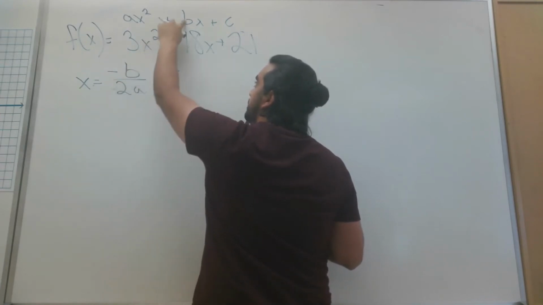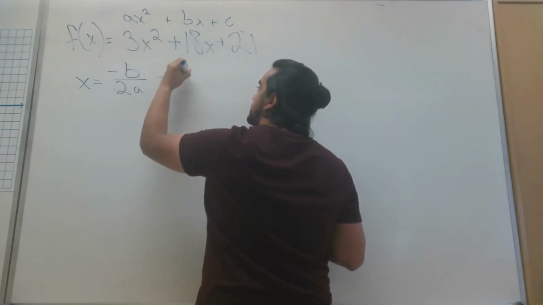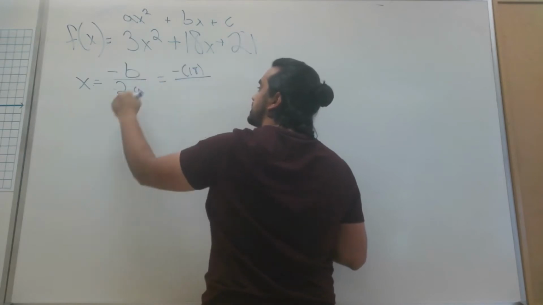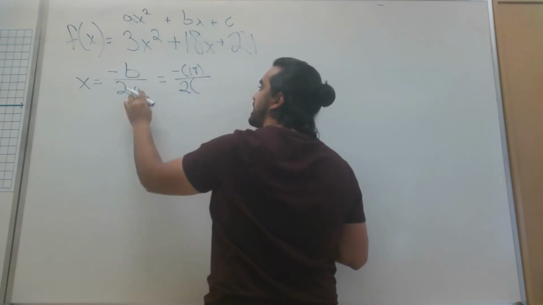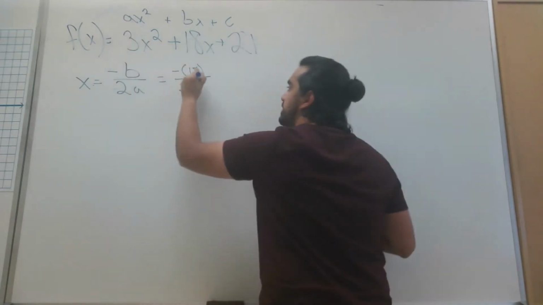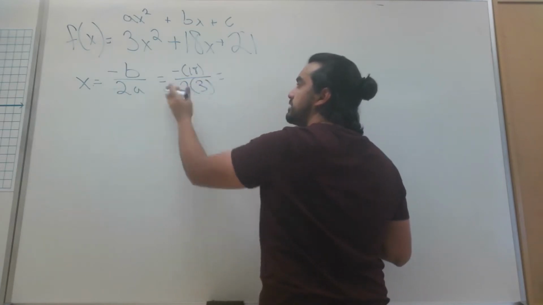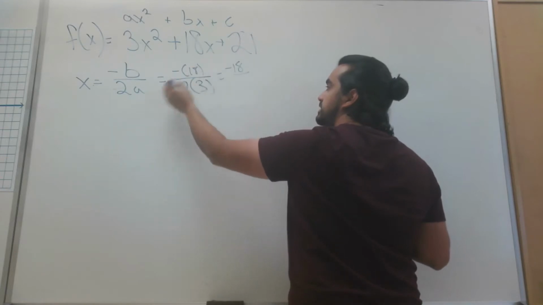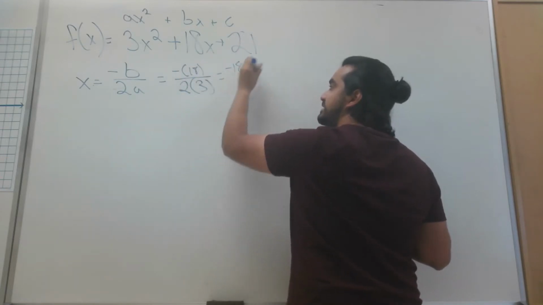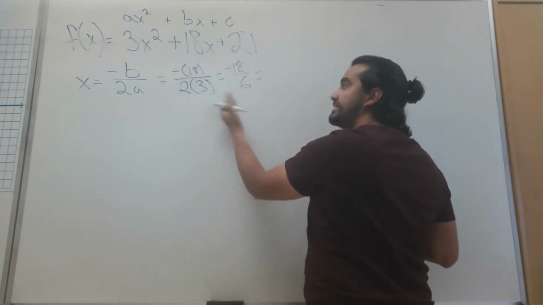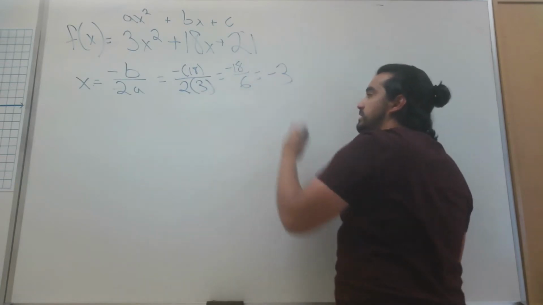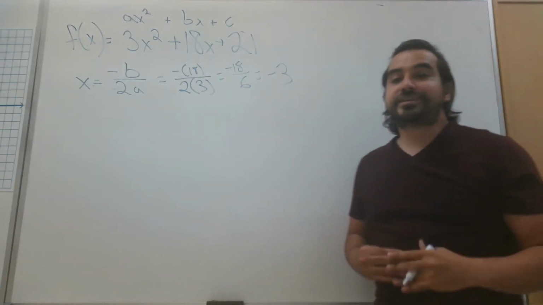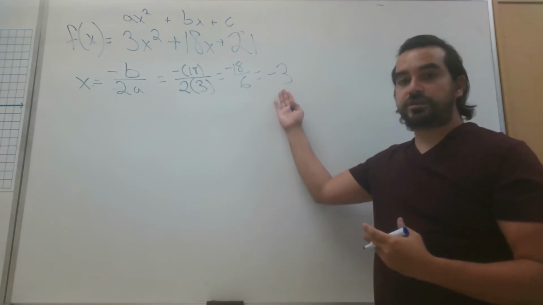Negative b is negative 18, over 2 times a, and a is going to be 3. So then we're going to go ahead and start simplifying it. Negative 18 over 2 times 3, which is 6. Negative 18 divided by 6 is going to be negative 3. So now we found the axis of symmetry, which is negative 3.